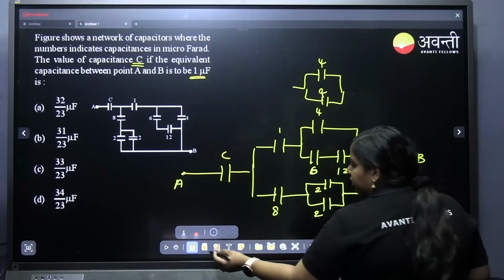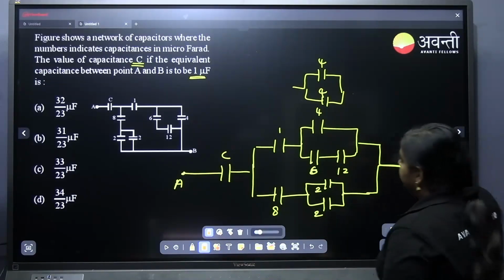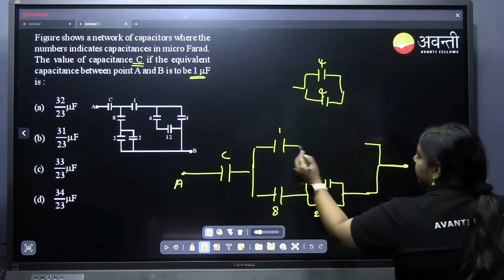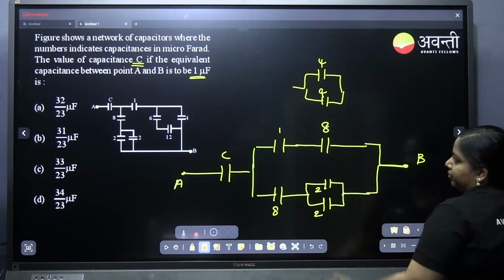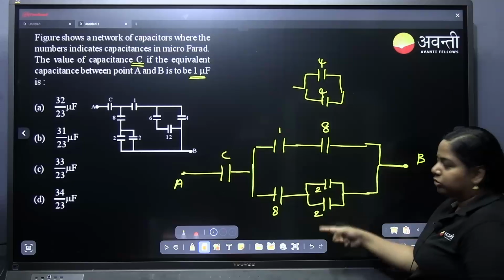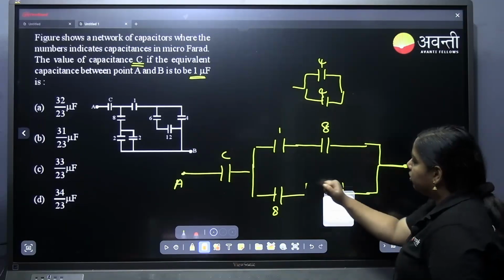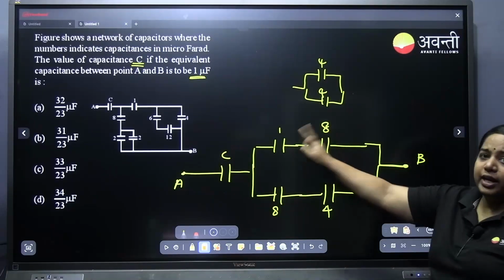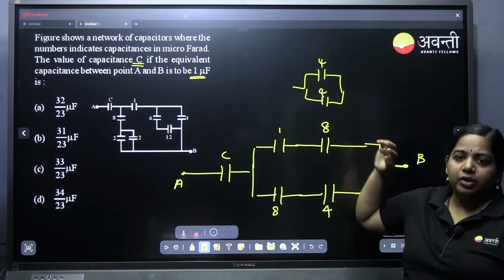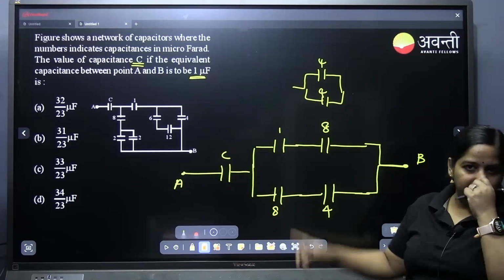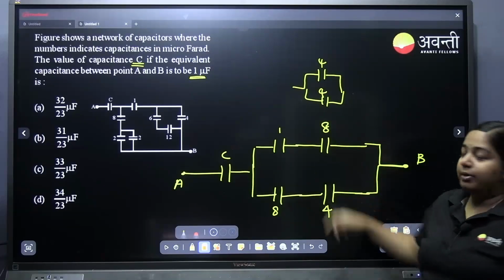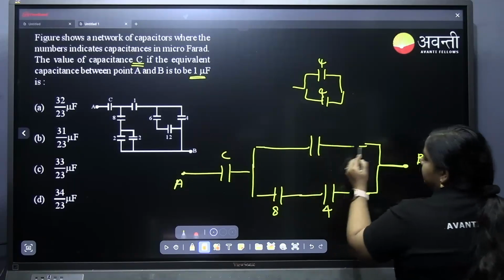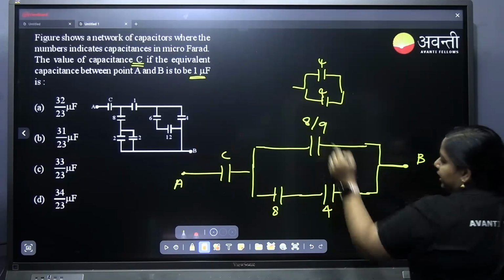Okay. So this we can remove and replace it with 8 mu F. Now here 2 plus 2, it will be 4. So here also we can remove and replace it with 4. Here 1 plus 1 by 8 reciprocal, or 8 into 1 by 1 plus 8. Here what you will get? 8 by 9. Here then capacitance will be 8 by 9.